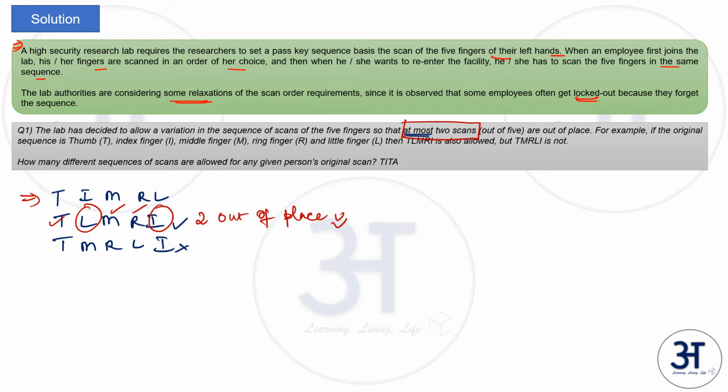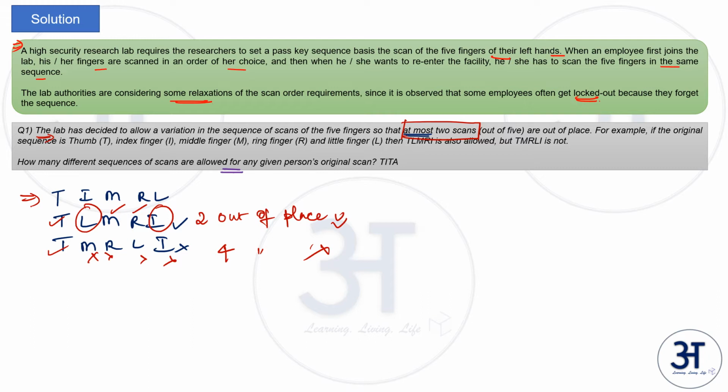In the second case, what we have seen, T is in place, but all of them are out of place. So 4 out of place, and hence this is not allowed. So it is very clear in the first sentence itself, but to make it more clear, they have given this example also. So with this understanding, how many different sequences of scans are allowed for any given person's original scan?